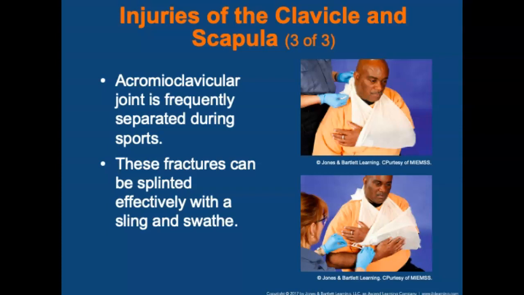A sling is any bandage or material that helps support the weight of an injured upper extremity, relieving the downward pull of gravity on the injured site. To fully stabilize the shoulder region, a swath is a bandage that passes completely around the chest. It must be used to bind the arm to the chest wall. Leave the patient's fingers exposed so that you can reassess neurovascular function at regular intervals.